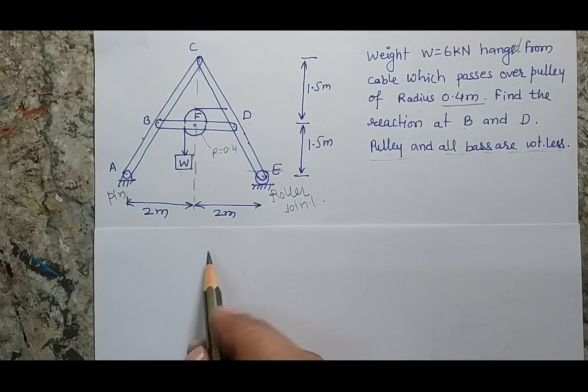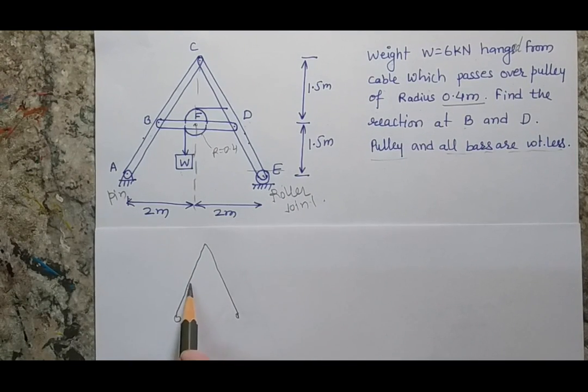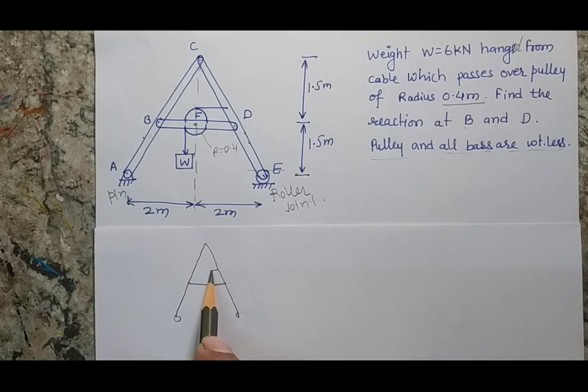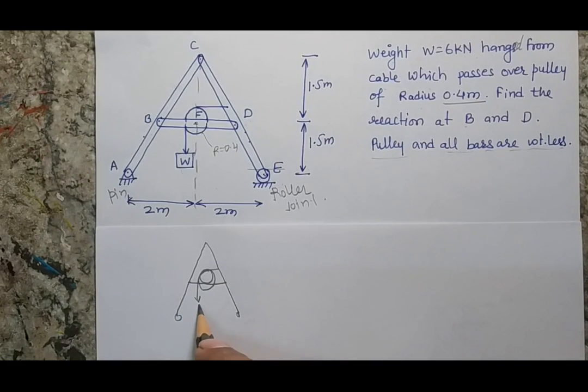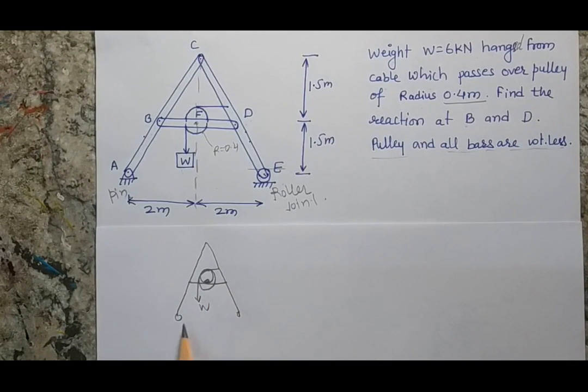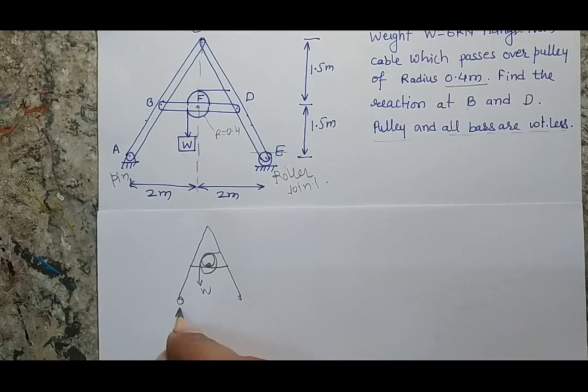Now the first free body diagram could be that I only remove the two joints, so the remaining will be the same. Here will be my pulley, and this is my downward force W. So here what I did, I have only removed the supports A and E. I know that support A is a pin joint, so there will be two reactions. Let these be Ay and Ax.